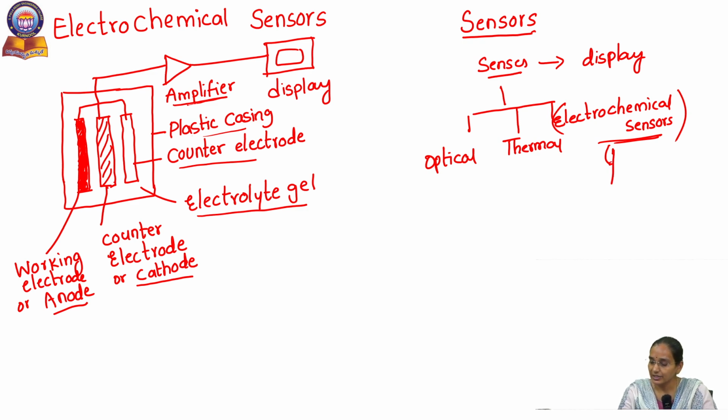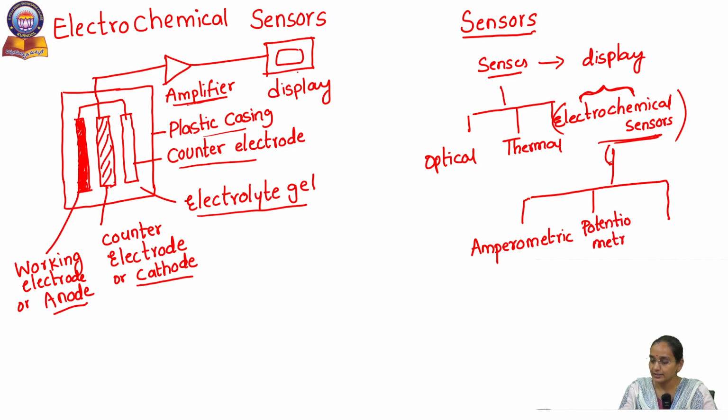Coming to the classification of electrochemical sensors, these are of three types. What are electrochemical sensors? An electrochemical sensor is a device which senses an electrochemical change. It detects the electrochemical change and it is shown in the display. And these electrochemical sensors are of three types. First one, amperometric sensors. Next one, potentiometric sensors. And another one, conductometric sensors.